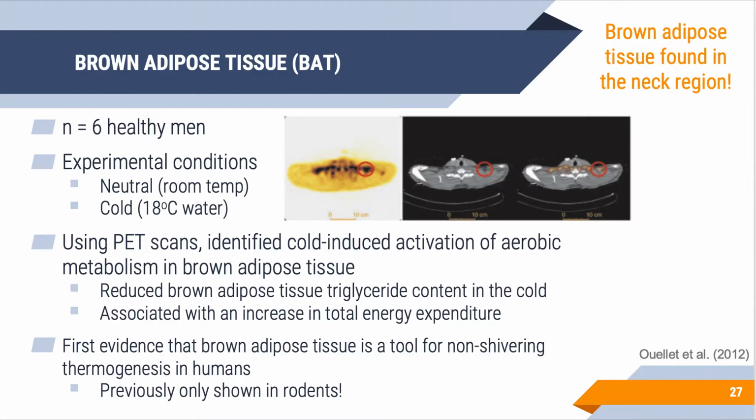Nonetheless, what they also found was that despite imaging this brown adipose tissue, in response to the cold environment, there were reductions in BAT triglyceride content, meaning that the brown adipose tissue was breaking down fat to create energy, and this was associated with an increase in total energy expenditure. So really taken together, this was the first evidence that brown adipose tissue is a tool for non-shivering thermogenesis in humans, and before this, it was only shown in rodent models.